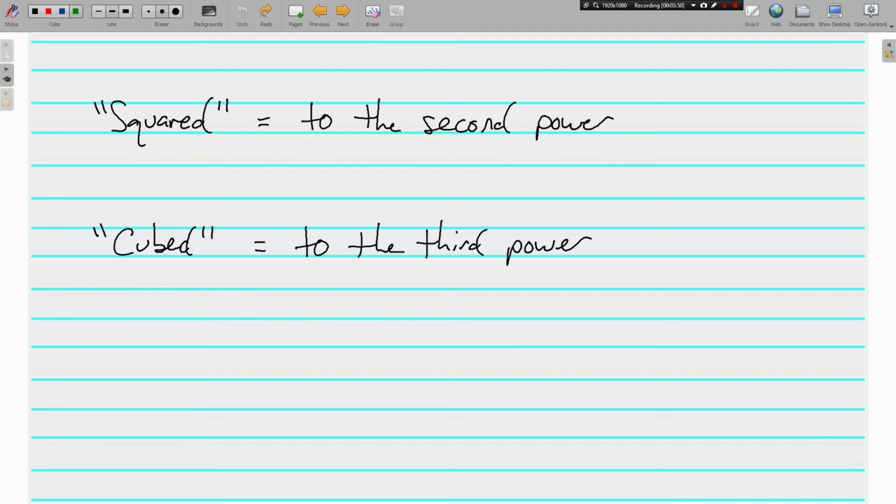A couple things you probably already knew. If you hear about a number squared, that means to the 2nd power. 7 to the 2nd power, we could also say is 7 squared, which is 49. And if something is to the 3rd power, we can say that it is cubed. 2 cubed is 8, not 6. 2 times 2 times 2 is 8.